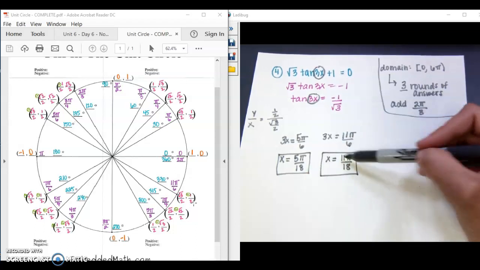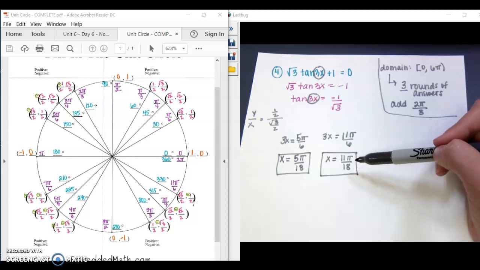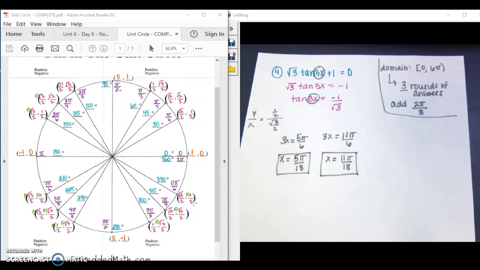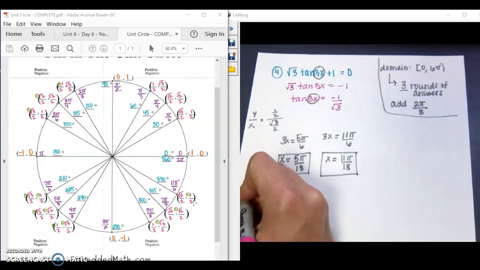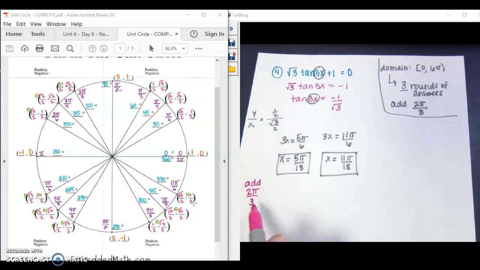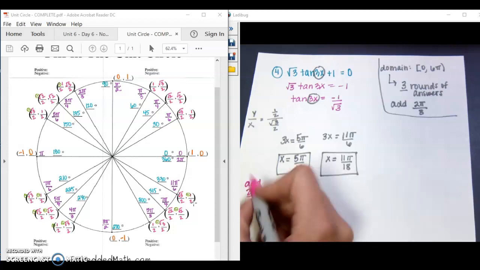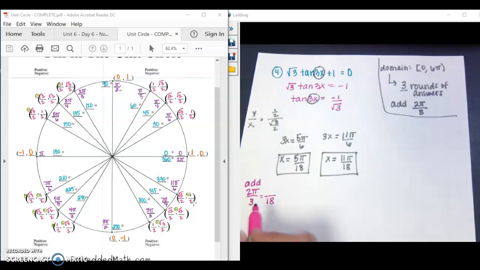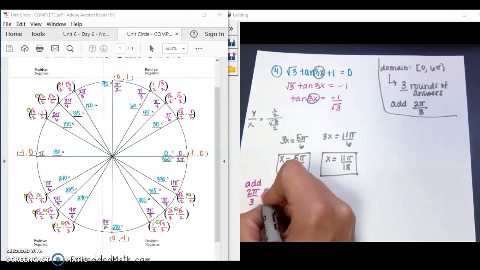So think about 11 over 18. That's not even close to 2, much less close to 1. So we have to do 3 rounds of answers. So to get our next round, remember you're going to add 2 pi over 3 because we're doing 3 rounds. Now I want to go ahead and change this to have a denominator of 18. If we change the denominator here to 18, we did 3 times 6. So 2 times 6 would mean we need 12 pi on top.